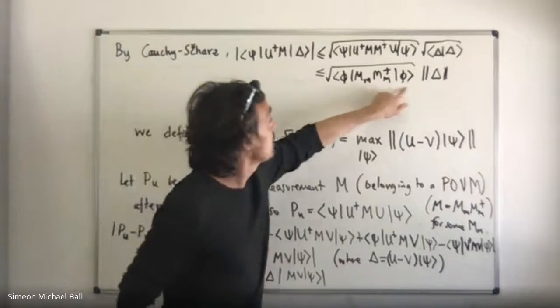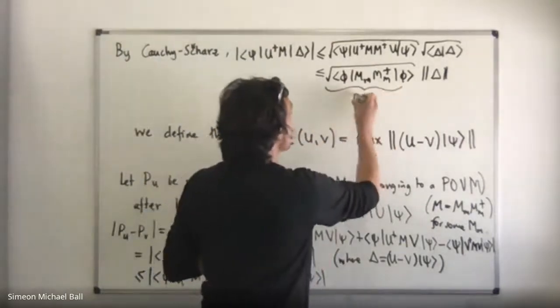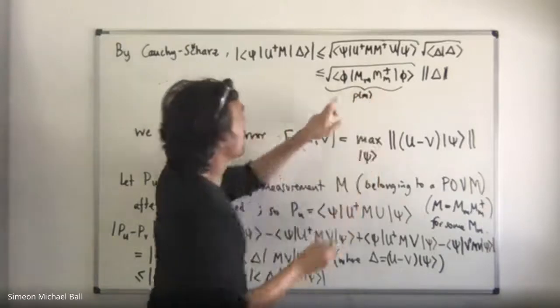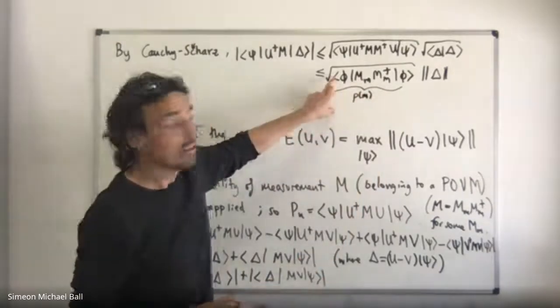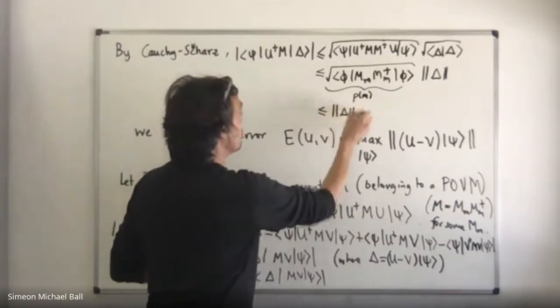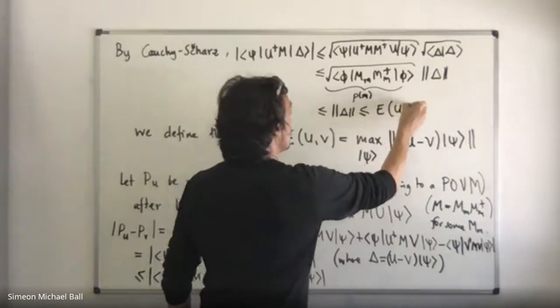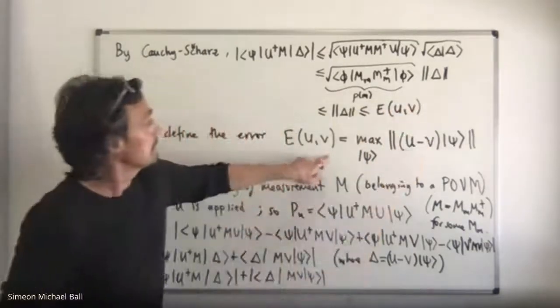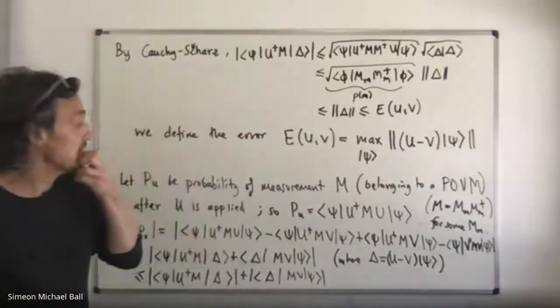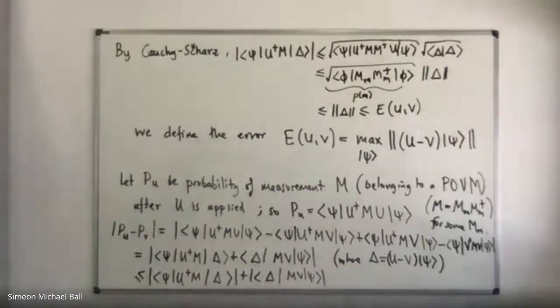And now this is some probability. So this is less than or equal to 1. This is the probability I measure m if I'm in the state psi. So this is less than or equal to the norm of this, which is less than or equal to this, because this is the maximum of the norms for all possible states.